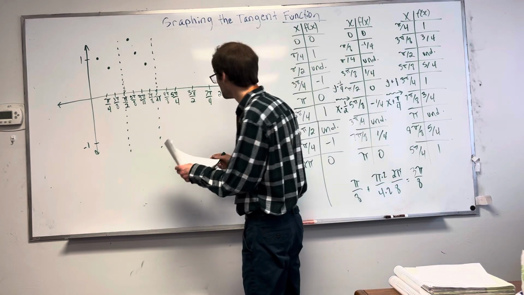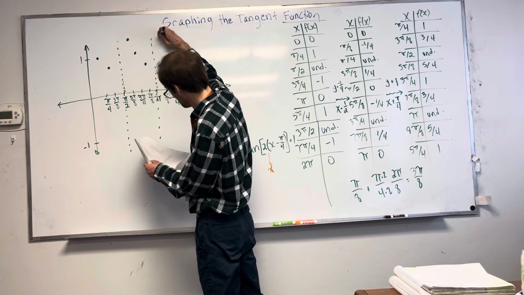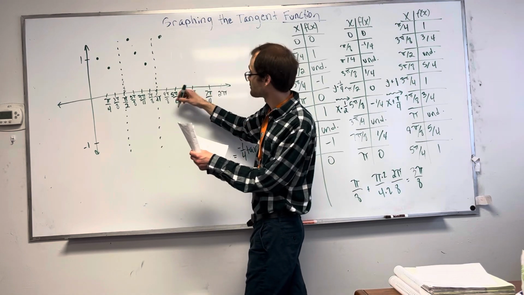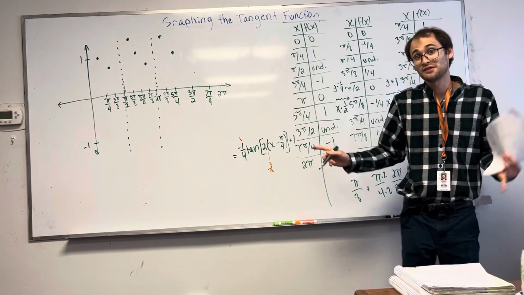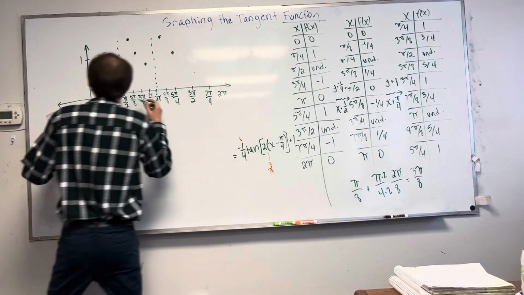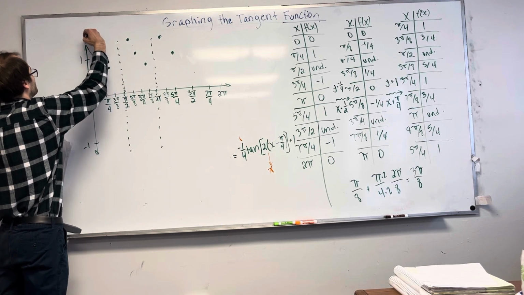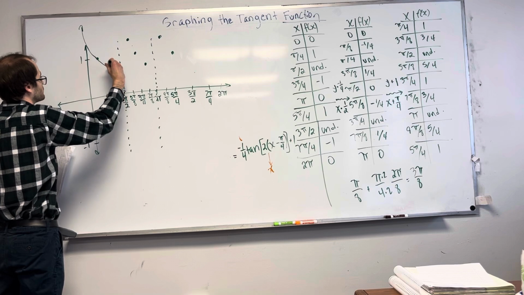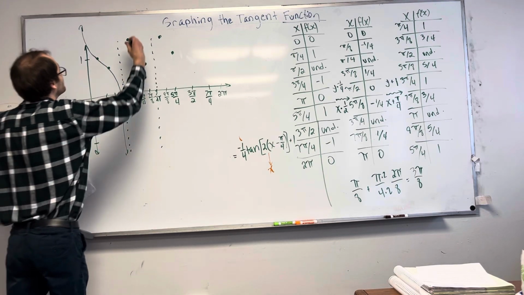Then 2 more here. I think I'm barely going to beat the bell. 9 pi over 8 is up at 5/4. And at 5 pi over 4, that is at 1. Now we just do our best to connect the lines here. This will be going up and up and up, off that way. This will be going down this way. And the rest follow the same pattern.